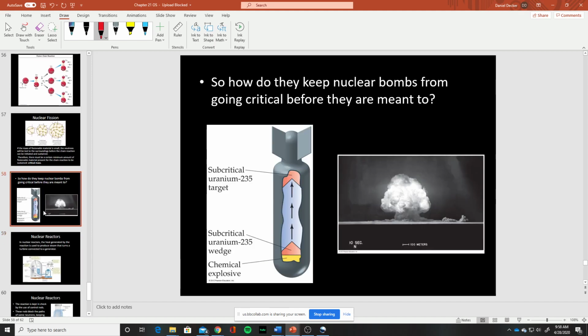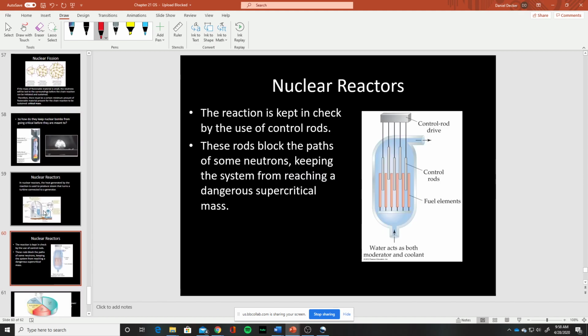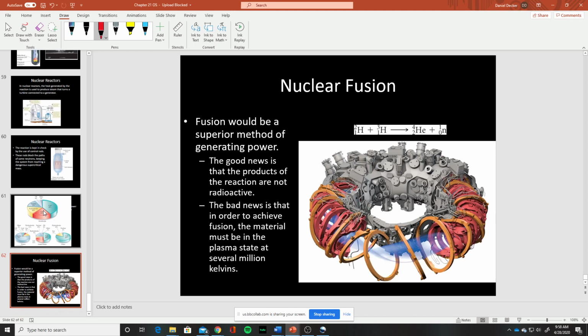I'm not going to test you over the bomb or over nuclear reactors, although I would like to, but I'm not going to. And I believe that is pretty much it, because I'm also not going to test you over nuclear fusion. That was just kind of an interesting side topic.